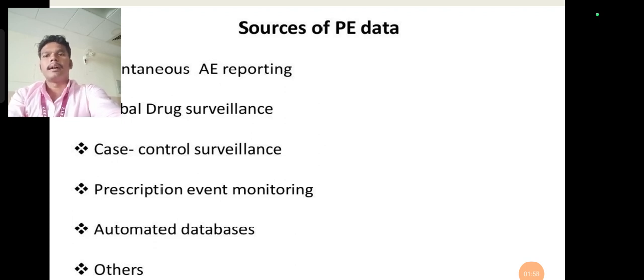So there are different data sources available for AdHOC data. The first one is spontaneous adverse event reporting, and the second one is global drug surveillance, which is a program initiated by WHO for international drug monitoring. And then case control surveillance, prescription event monitoring, automated databases, and some others.